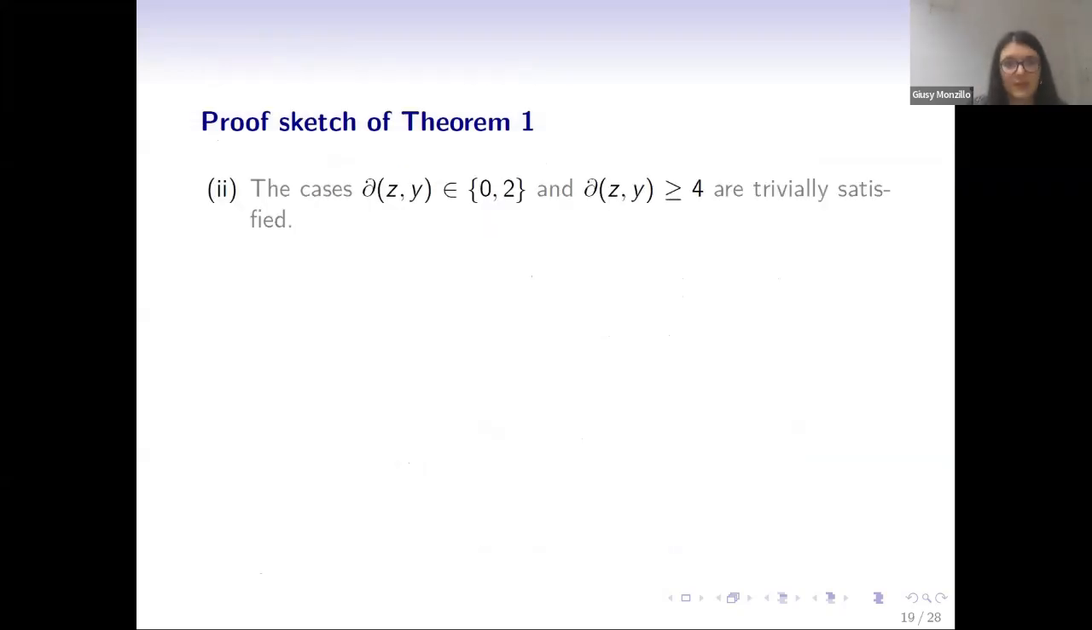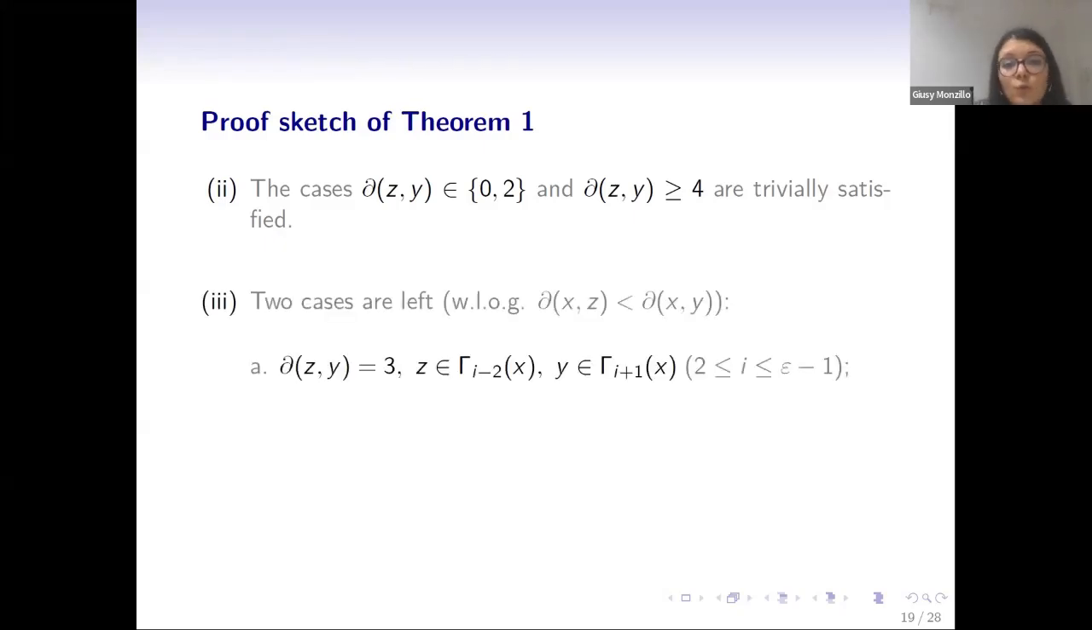Before this, of course, we need to distinguish several cases for the distance between these two vertices, Z and Y. For most of them, the equation is trivially satisfied, because the graph is bipartite and because we count 3-walks. If the distance is 0 or 2, so if the two vertices coincide or are at distance 2, the graph is bipartite, so we will have 0 equals 0. And we are counting walks of length 3, so we would also have 0 equals 0 for distance between Z and Y greater or equal than 4. So two significant cases are left: distance 3 and distance 1.